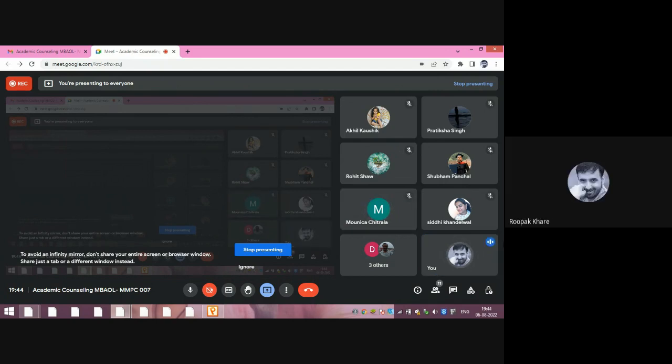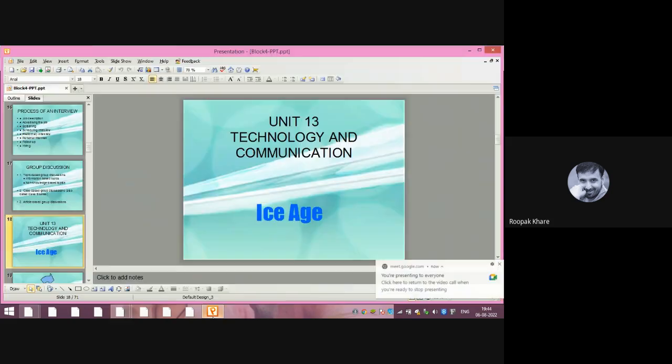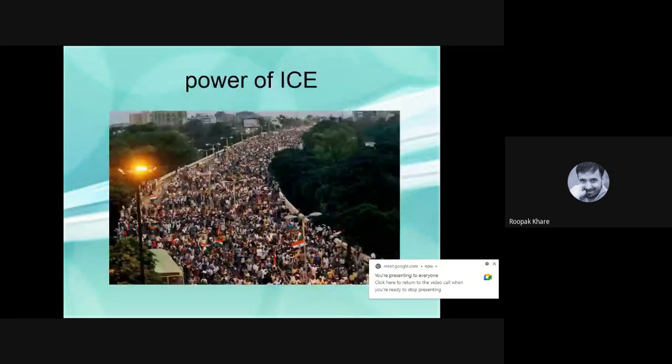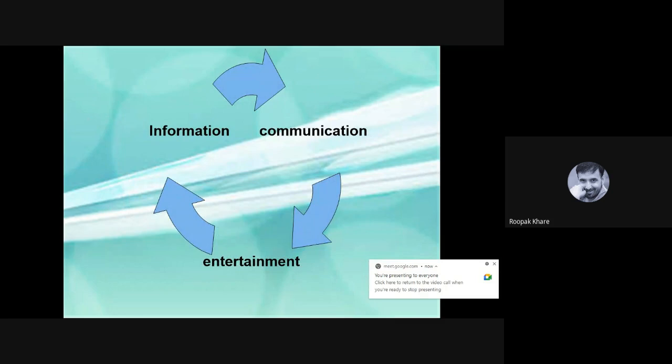No? So there were times when there was snow all over. The earth was covered with snow. That time is called ice age. There was a time in our history, millions of years ago, that is called ice age. And I say we're living in ice age. Difficult to comprehend? When I say ice age, I am referring to this: information, communication, entertainment, ICE. This is the era of ICE.